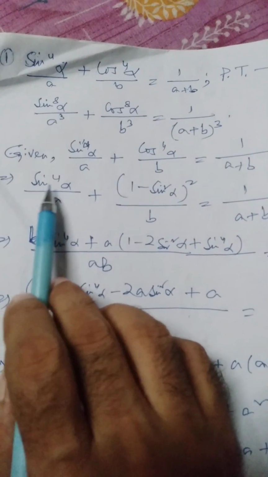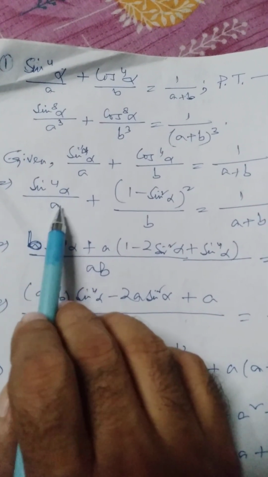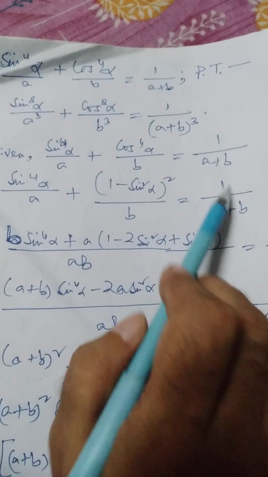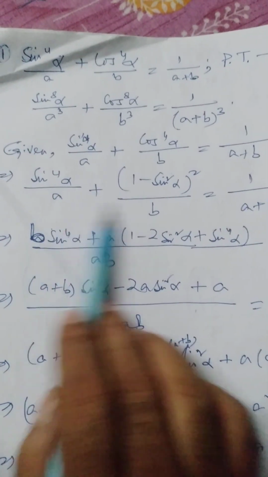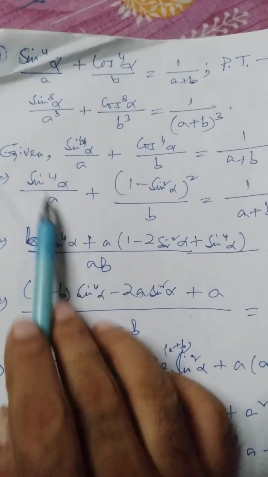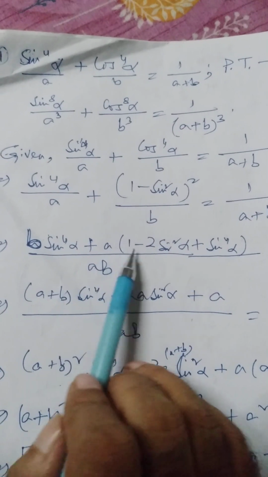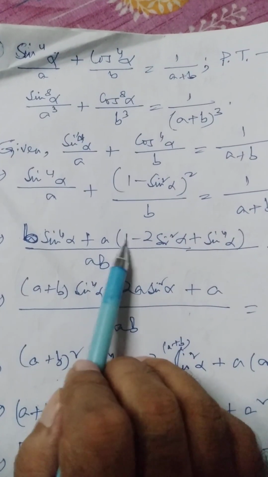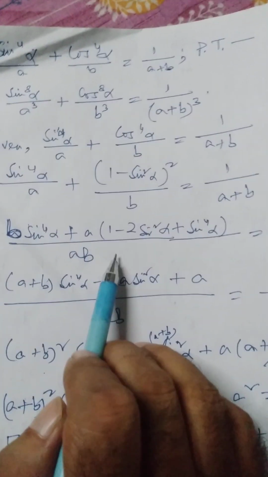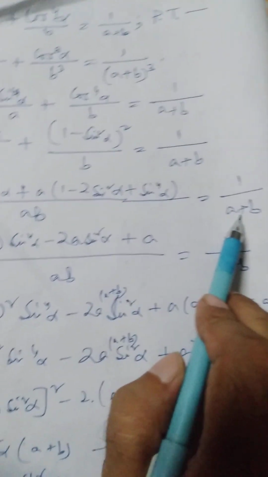So we can write this as sin⁴α/a + (1 − sin²α)²/b = 1/(a+b). Taking LCM and cross multiplying, b·sin⁴α + a times this whole square, which can be expressed as 1 − 2sin²α + sin⁴α, all divided by a·b, equals 1/(a+b).